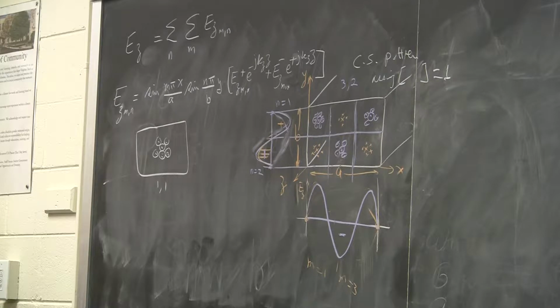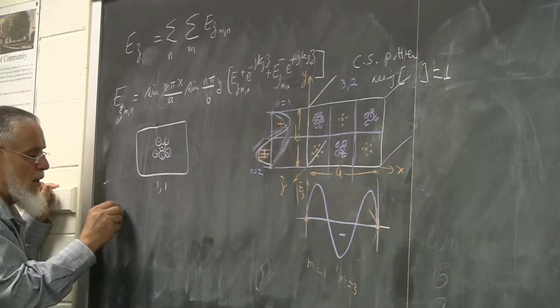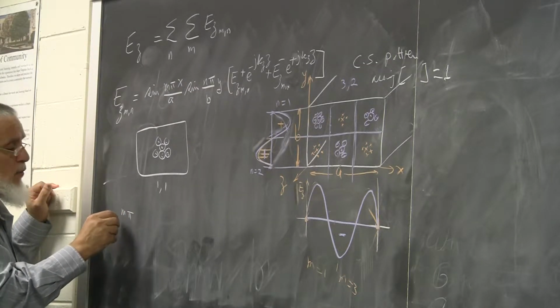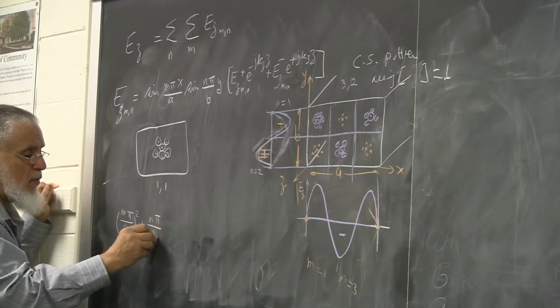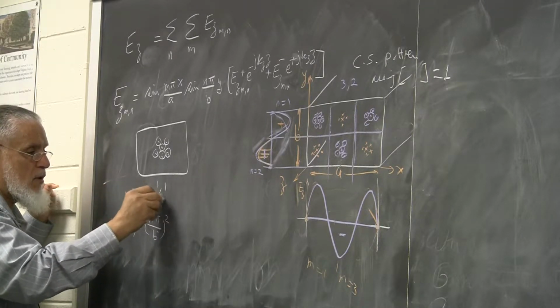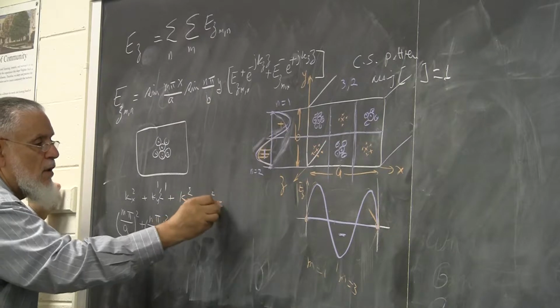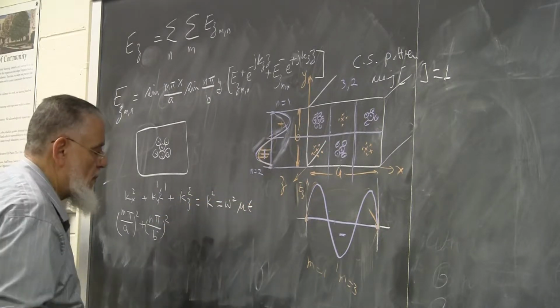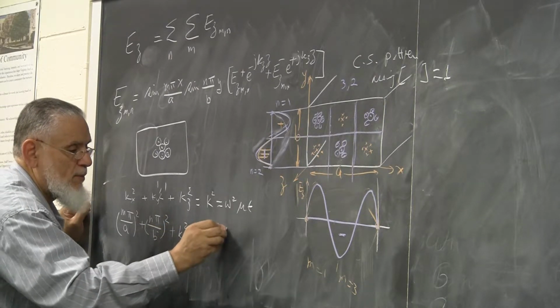Now, which modes will exist and which modes will not exist? And what are the proper values for m and n? We said we have a constraint on those. And the constraint was (m pi over a) squared plus (n pi over b) squared. That's your kx squared and that's your ky squared, plus kz squared is equal to k squared. Remember that? Which was omega squared mu epsilon. So that's plus k sub z squared is equal to omega squared mu epsilon.